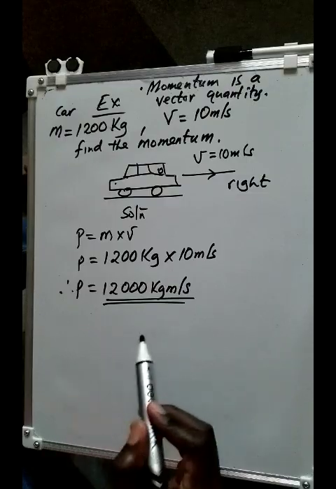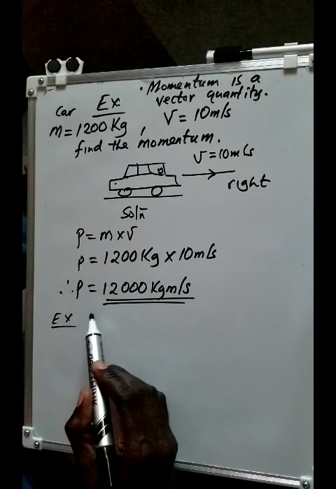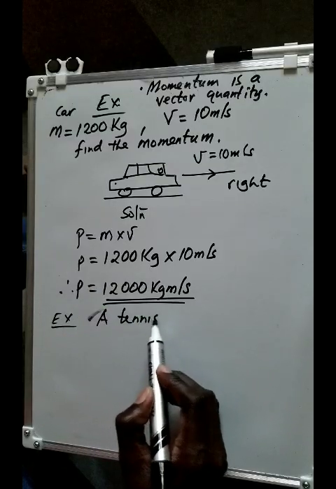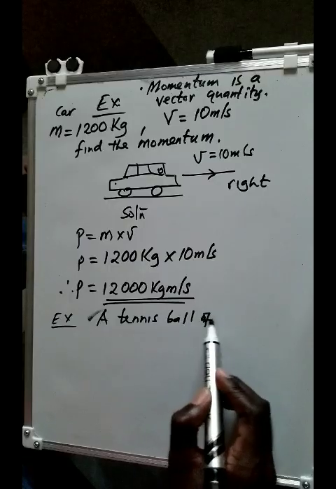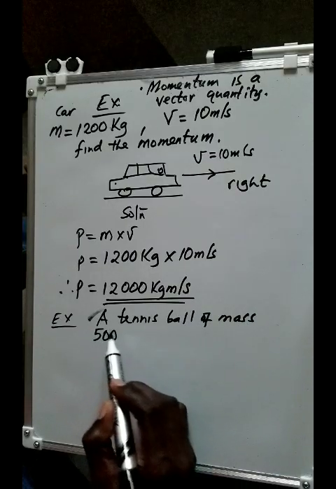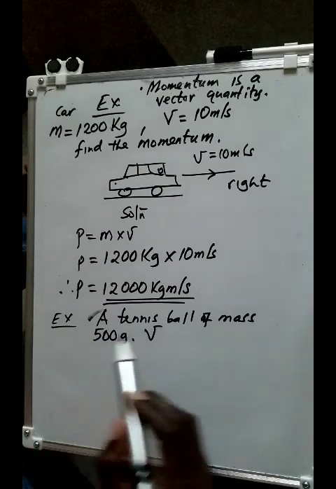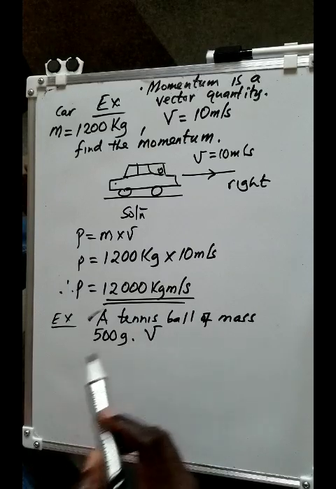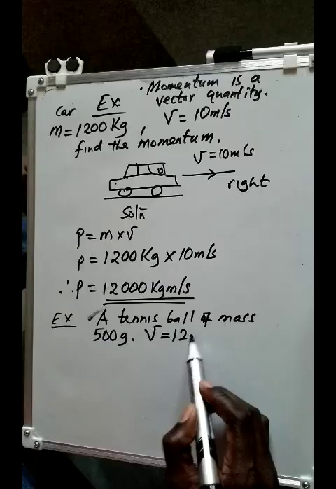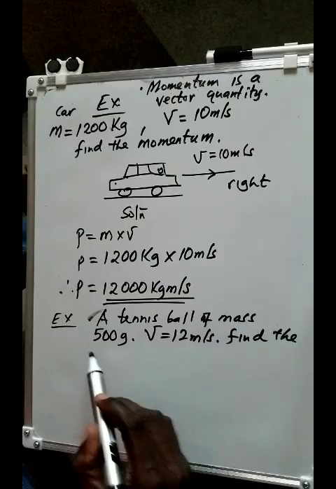Another aspect that you need to remember, I'll call it example number 2. Let's say that you have a tennis ball of mass 500 grams, and this tennis ball is hit towards the wall and moving at a velocity, in this case, of 12 meters per second. Then I tell you to find the momentum.